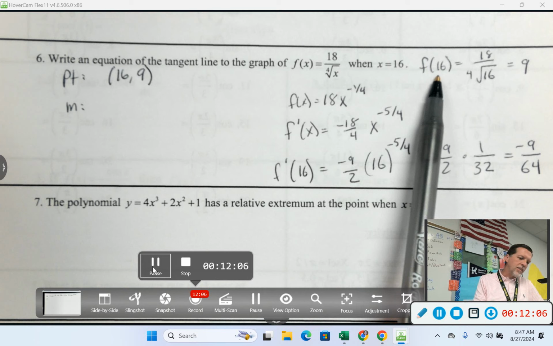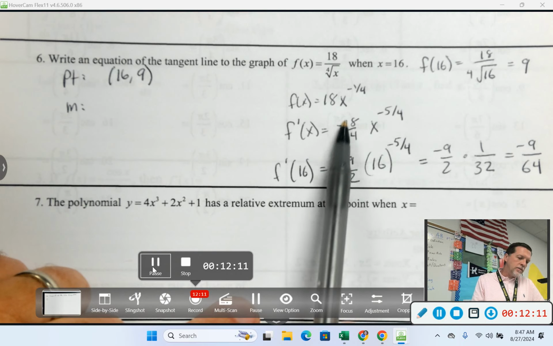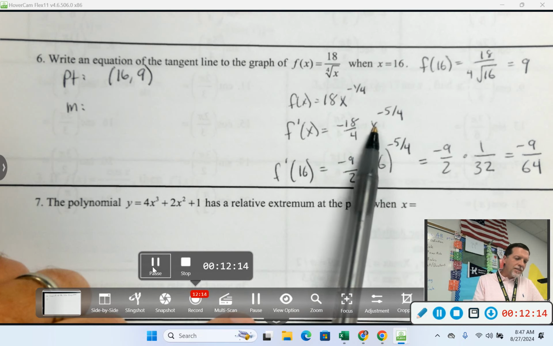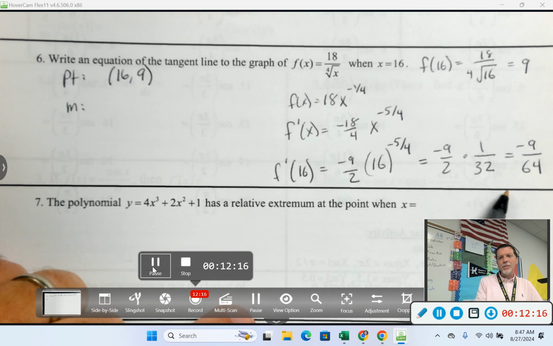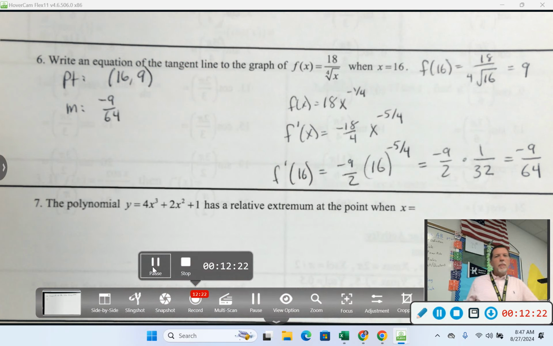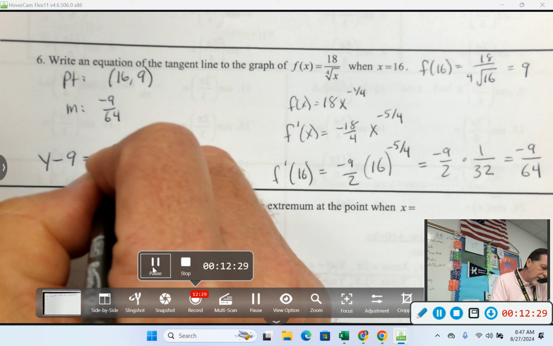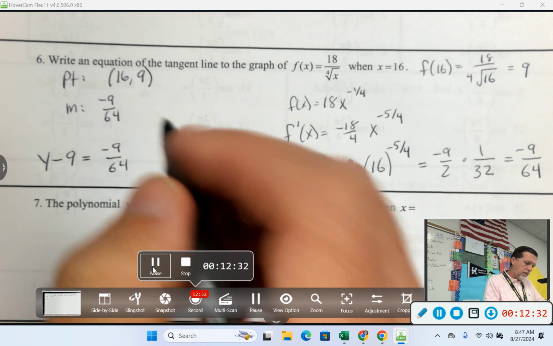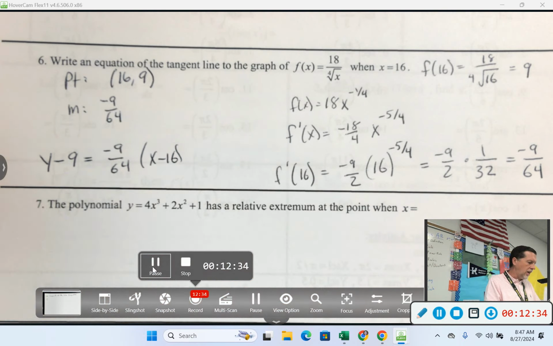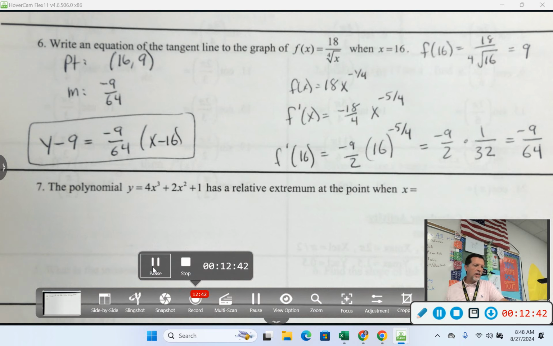So again, we plug in 16 into f to get the point. 16 comma 9. No big deal. Derivative, kind of ugly, but not terrible. And then when we plug in 16, things get a little bit more ugly. Slope is negative 9/64. But we're almost done, and we don't have to do anything with negative 9/64, so it's not that bad. Y minus 9 equals negative 9/64 times x minus 16. Equation of a tangent line.